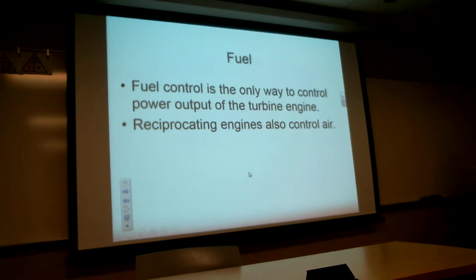Okay, so the fuel control is the only way to control the power output on a turbine engine. We're going to control the flow of fuel into the combustion section. Reciprocating engines, the other way around, we're going to more control the airflow, and that's going to create a proportional amount of fuel to the airflow. In the case of a turbine engine, we can increase the airflow simply by adding more fuel to it and causing it to draw more air into it.